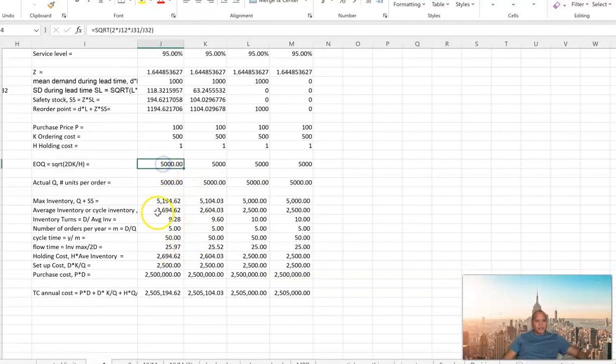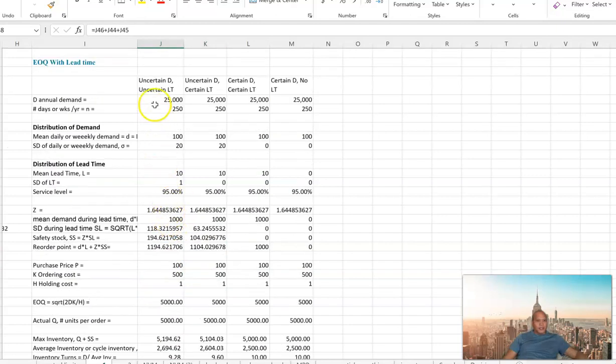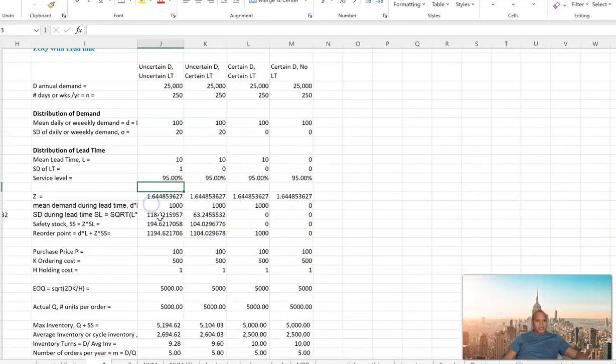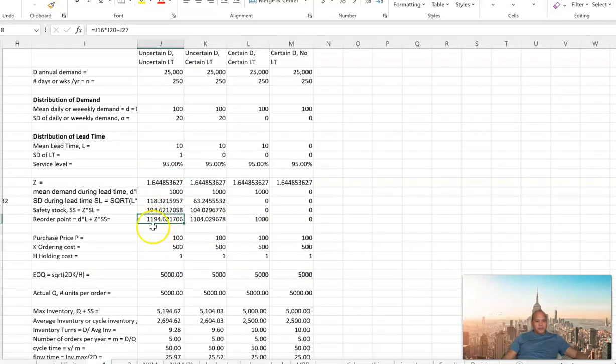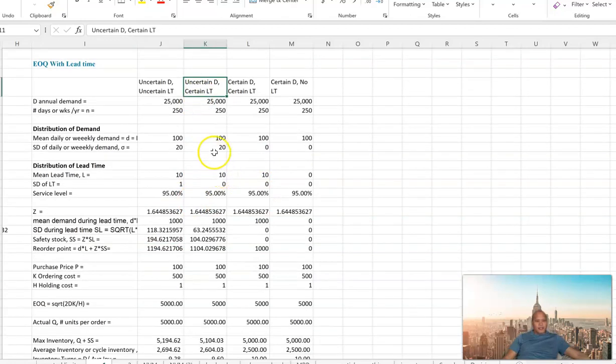With this we can calculate everything. We can calculate the EOQ, inventory, and all the way to the annual cost: the holding cost, the setup cost, and the annual cost. So as you can see here, with uncertain demand and uncertain lead time, our reorder point will be 1194 units. Meaning once we hit 1194 units, we have to pick up the phone and start ordering a new batch of goods. Now let's look at the second case here.